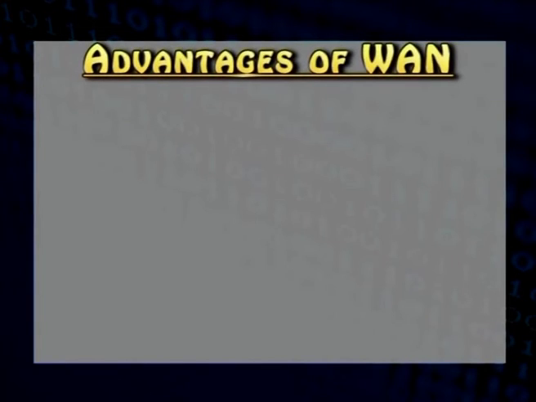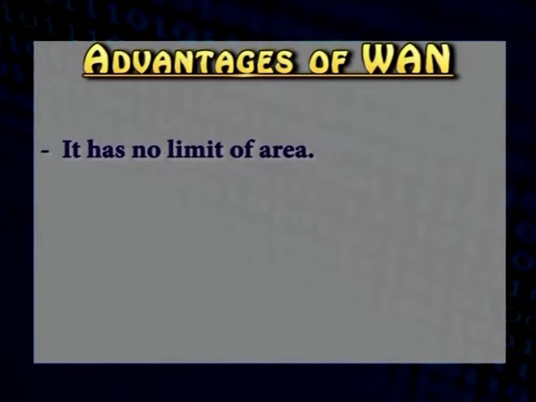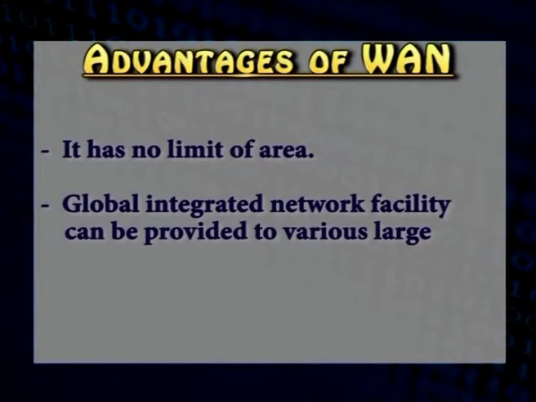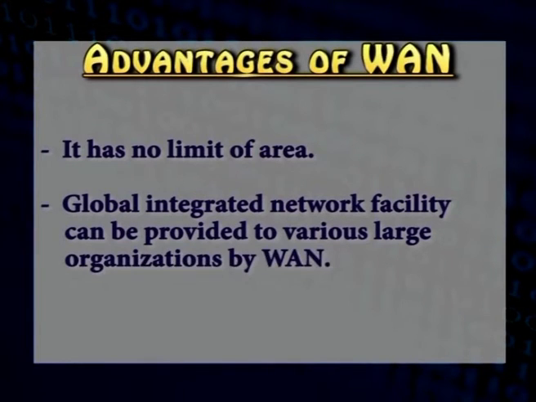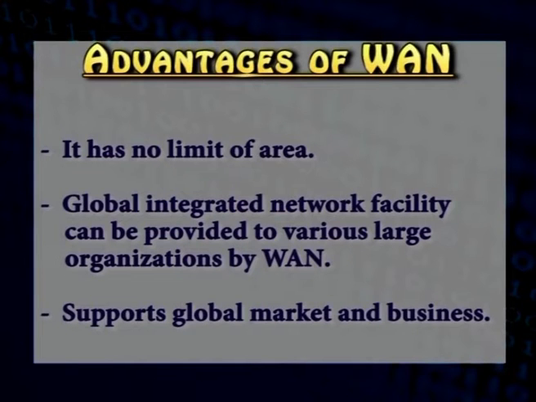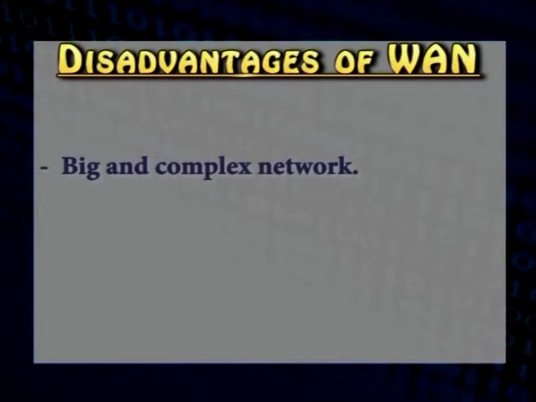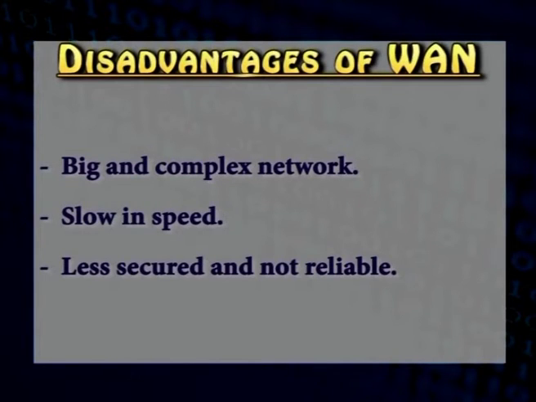Advantages of WAN: it has no limit of area. A global integrated network facility can be provided to various large organizations by WAN. It supports global markets and businesses. Disadvantages of WAN: big and complex network, slow in speed, less secure and not reliable.